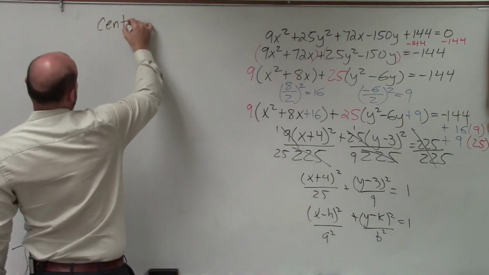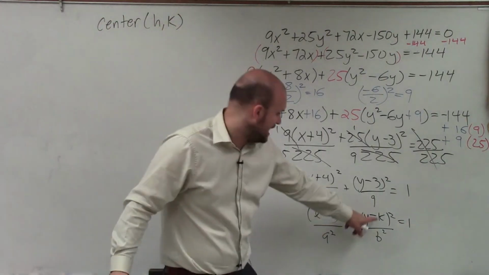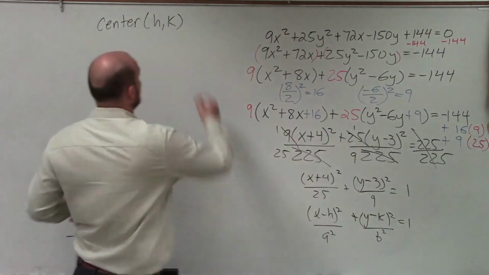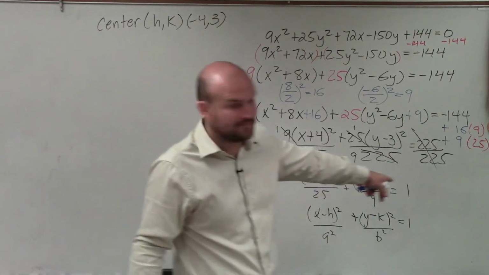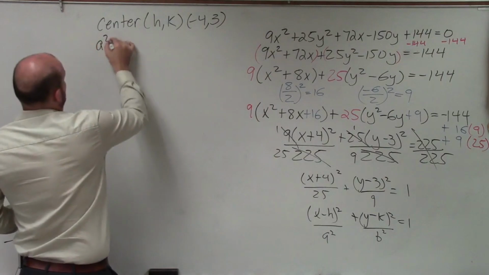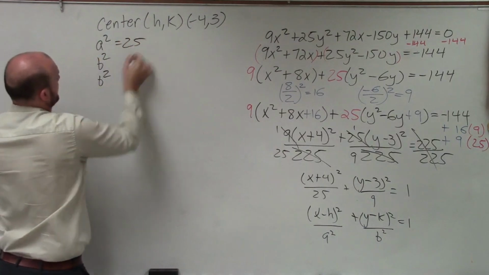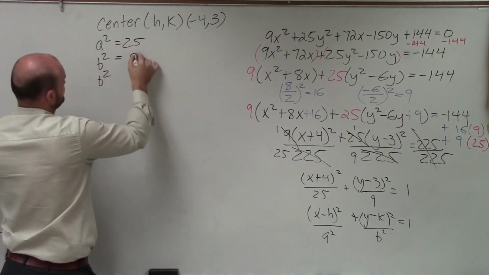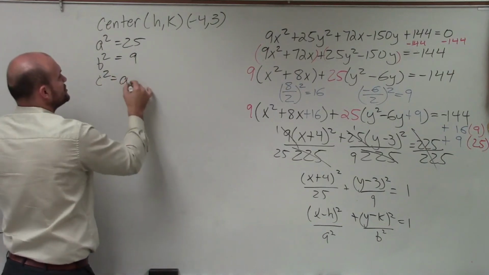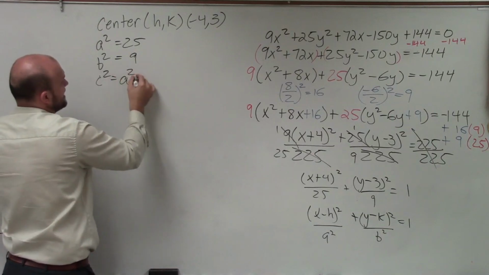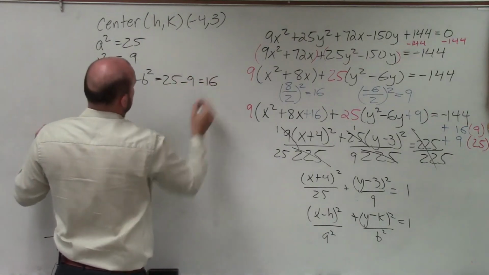First thing I need to know is the center. And the center is in the form of (h, k). So it's the opposite of h, the opposite of k. So in this case, my center is (-4, 3). It's the opposite of your h and your k. The next thing is I need to figure out what a squared, b squared, and c squared are. Well, a squared is 25. b squared is 9. And c squared, we don't have anything for c squared there, but there is a relationship for c squared, which is a squared minus b squared, which is equal to 25 minus 9, which is equal to 16.